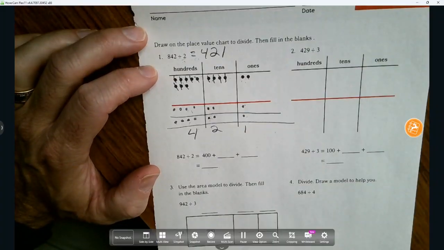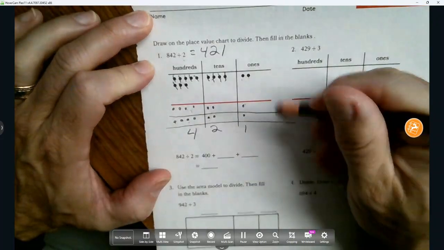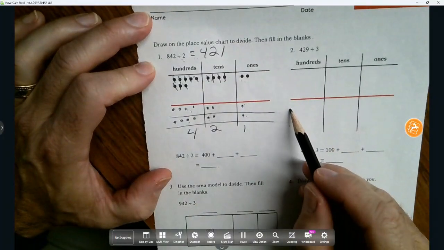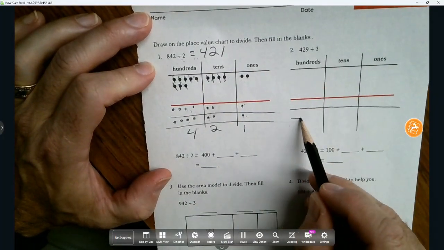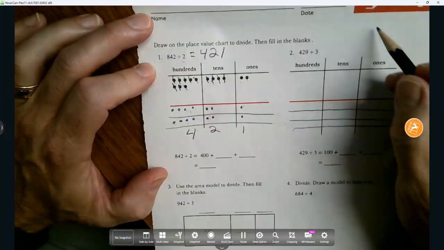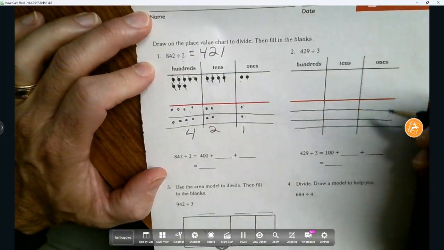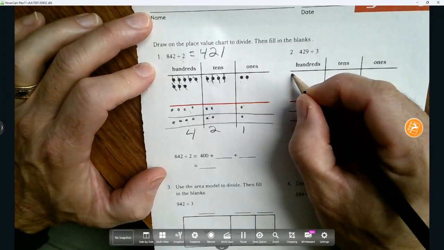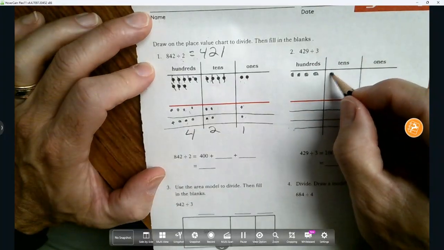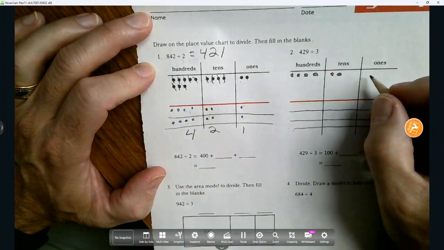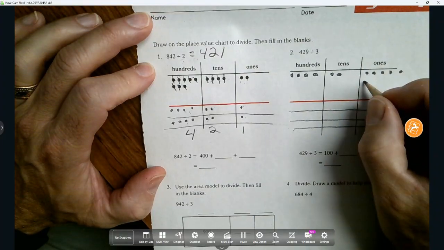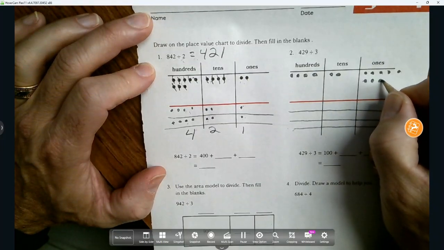I apologize. Okay, so the next one we're dividing by 3. So my line's got a little long here. Let's get those out of the way. So there's 1 group, 2 groups, 3 groups. All right, remember, this is almost the same as if I drew 3 circles. This is just a little neater. So we need 4 in the 100 spot, 2 in the tens, and 9 in the ones. 1, 2, 3, 4, 5, 6, 7, 8, 9.